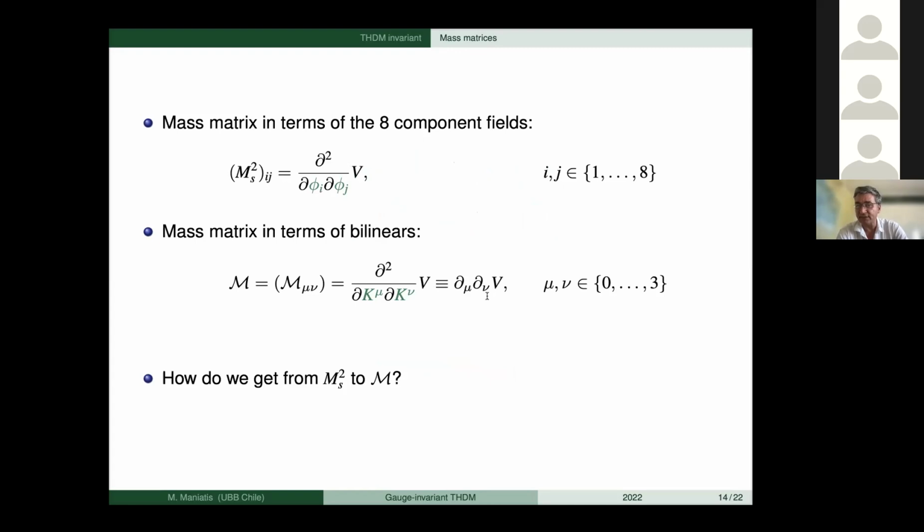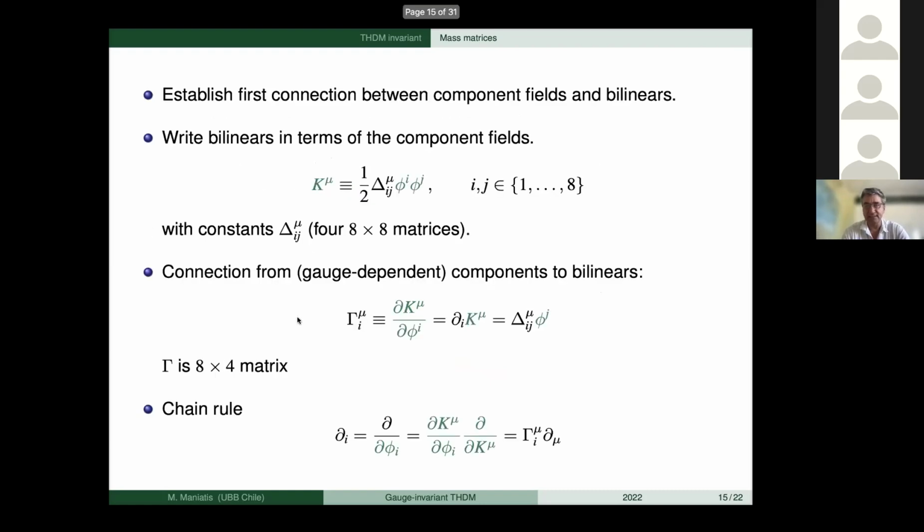Because any physical quantity cannot depend on gauge redundancies. They are unphysical, of course, and so any physical quantity cannot depend on them. So we expect that we finally can express these squared mass matrices in terms of gauge-invariant quantities. And then here are some technical details of how we did that.